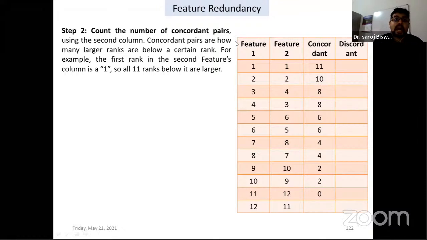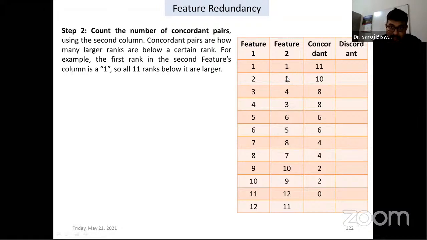Concordant pairs are how many larger ranks are below a certain rank. For example, we want to calculate the concordant pairs of 1. So we have to see how many items, or how many ranks, are there below this one whose rank is higher than 1. That is called concordant. So how many larger below 1?